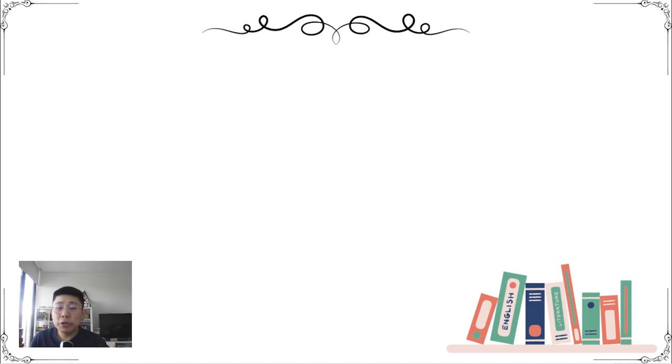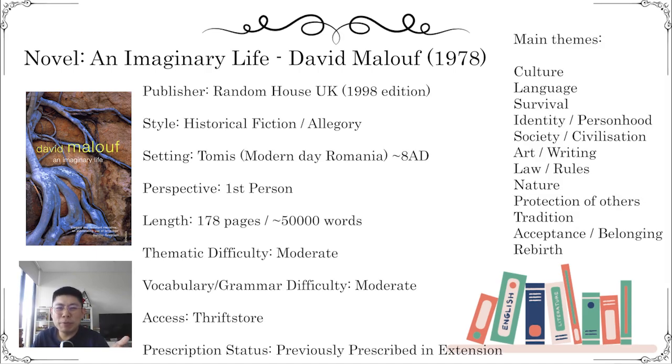Book number 2, An Imaginary Life by David Malouf. I read this as an ebook, so I don't have a copy of it, but it is also quite a short novel. It's an older novel. I believe it was published in the 1960s or 1970s, but it's set in ancient Rome.